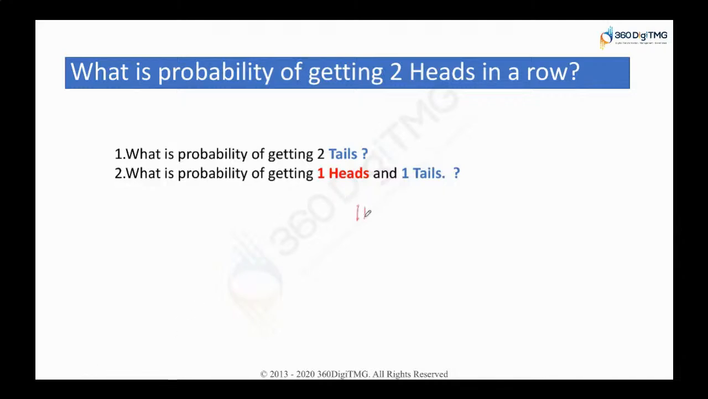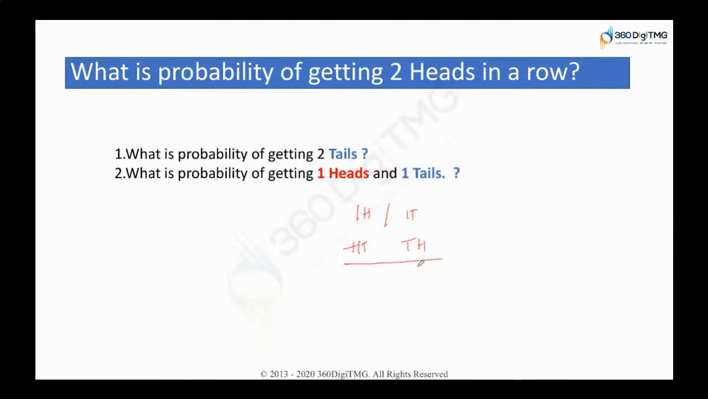Right? You should take 1 head and 1 tail. So what happens? It can be head first or tail first, or it can be tail and head first. These two have occurred. This or this?